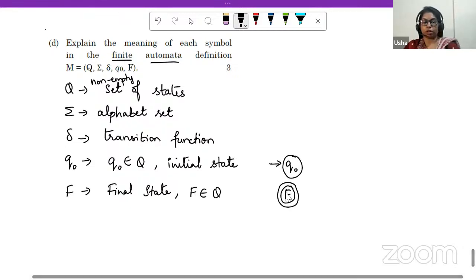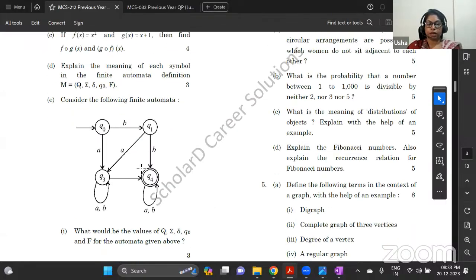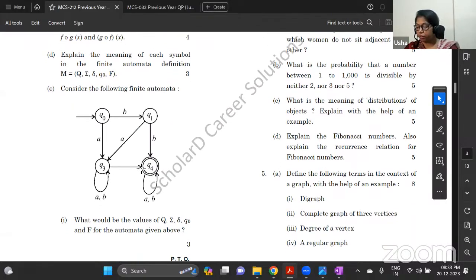Example is this diagram, whatever is there here. This type of diagram you write. That will be the example for finite automata. Everybody understood what is finite automata? This is finite automata, deterministic and non-deterministic, I'll tell you. Has everybody understood this? Please give me the answer.